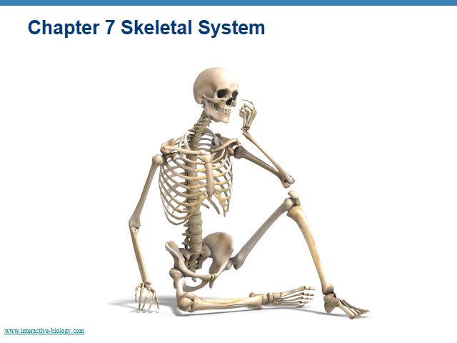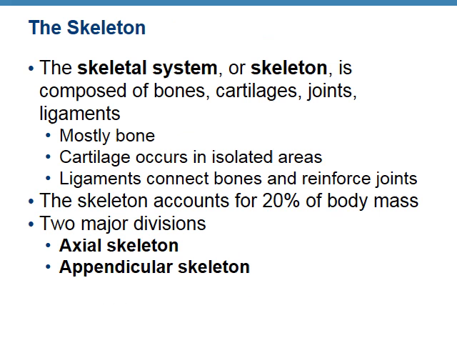We're going to go through these PowerPoints and we're going to look at the 206 bones that we have and all of the features on those bones. So the skeletal system is mostly bone, but there is some cartilage and some ligaments.